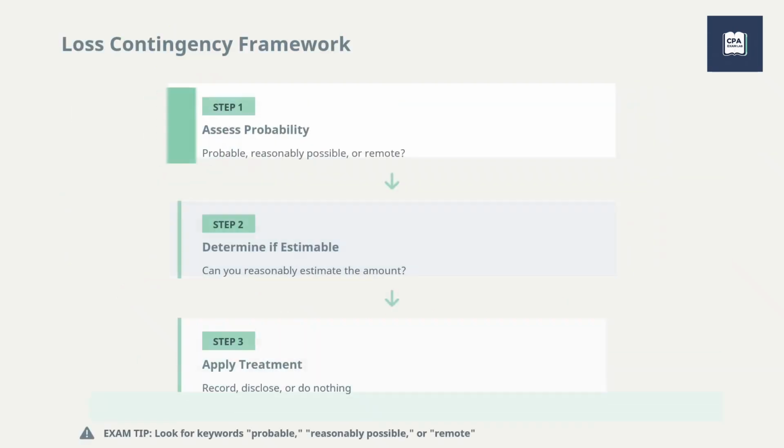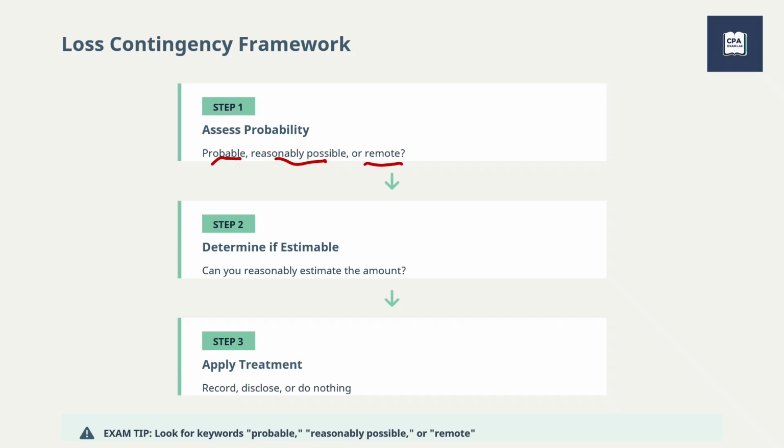Let me give you the framework for handling loss contingencies. There are three steps you need to follow every time. Step 1, assess the probability. Is this loss probable, reasonably possible, or remote? How do you know that? Usually the exam explicitly gives it to you. It says you spoke with the company's lawyer and they said it's reasonably possible, or they say it is probable.